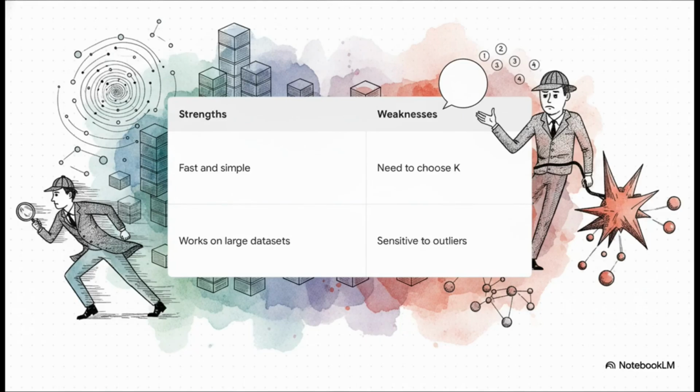It's incredibly fast and it scales really well to huge data sets. But its biggest weakness, you have to tell it exactly how many groups to look for right from the start. And a single odd piece of evidence, an outlier, can totally throw off the whole investigation.